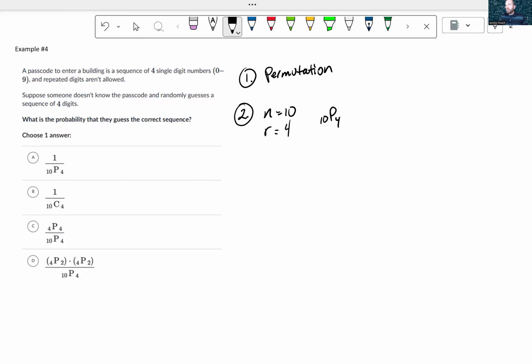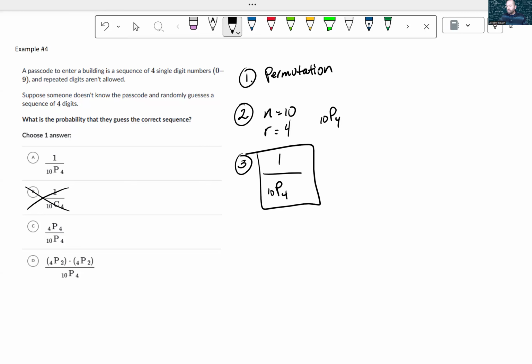So now to find our total possibilities, we would just do 10P4. But it looks like all of our answers here are in terms of permutations or combinations, so it looks like we don't have to solve for what 10P4 is. So that might save us a step. So we can cross out the combination possibility because we know this is permutations here. There's only one correct passcode. So there's only one possibility out of 10P4 possibilities.